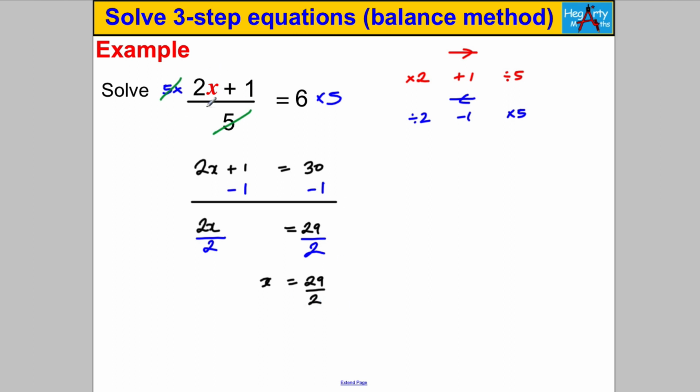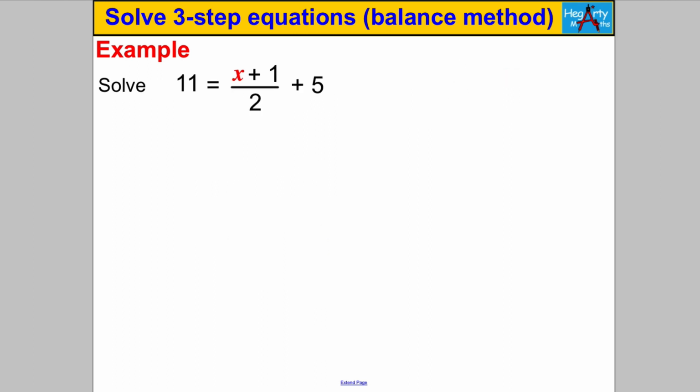You could try substituting that back in. 2 times 29 over 2 is 29, 29 add 1 is 30, 30 divided by 5 is 6. We've checked it and indeed we got the right answer. Next one. Pause and have a go.